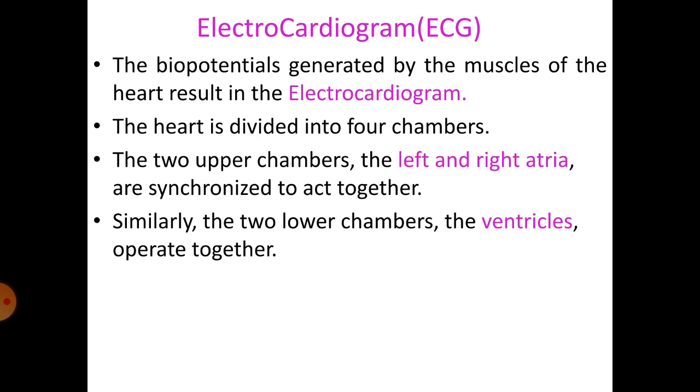So this slide shows the electrocardiogram, that is ECG. ECG is used to record the heart muscles. The potential generated by the muscles of the heart results in the electrocardiogram. The heart is divided into 4 chambers. The 2 upper chambers, the left and right atria, are synchronized to act together. Similarly, the lower chambers, the ventricles, operate together.